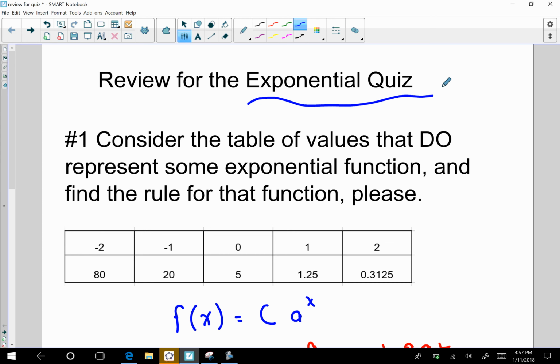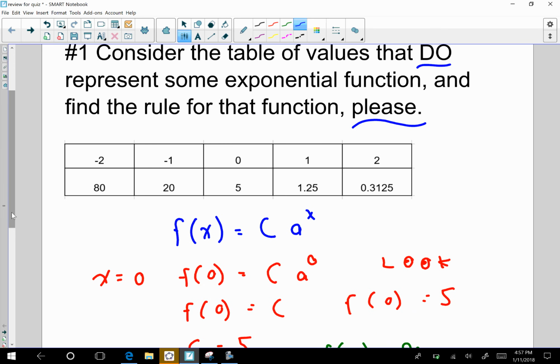Question number 1 is: consider the table of values that do represent some exponential function. So I'm telling you that these values in this table do represent some exponential function. And what I'd like for you to do is to find the rule of that exponential function. Please. So what we're going to do is we're going to look at our basic exponential function as given in our notes, which is f of x is equal to c times a to the x. So this is the rule that we were given in our notes.